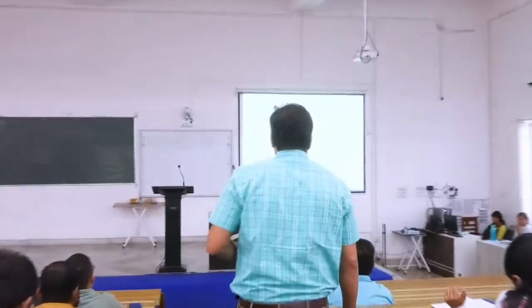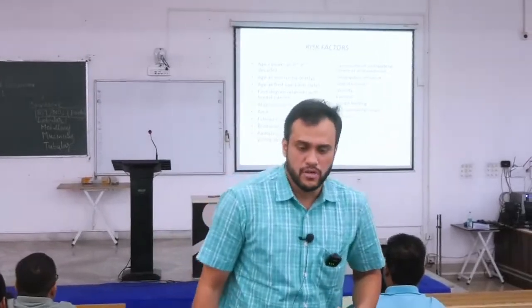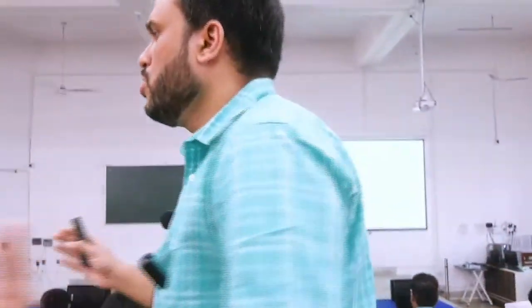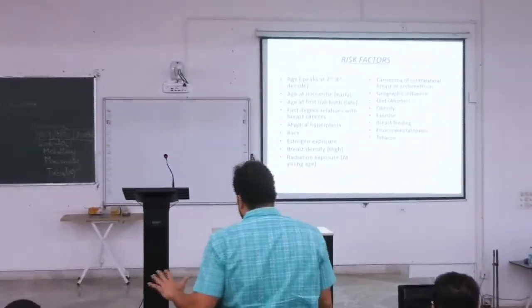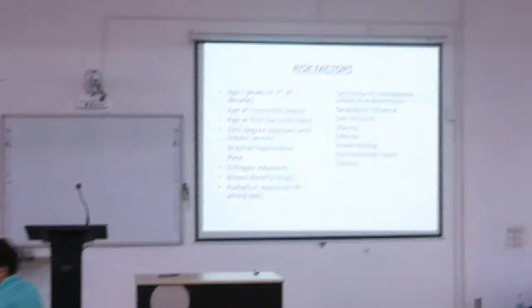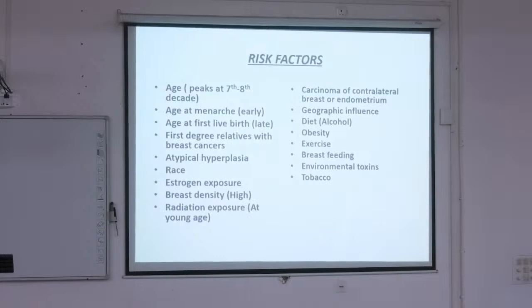Okay, radiation exposure, especially if it occurs at a very young age. Why could a woman undergo radiation exposure? For example, radiation exposure in the chest in case of a Hodgkin's lymphoma. So if you receive radiation exposure, it can predispose to malignancy. Carcinoma of the contralateral breast or endometrium. Geographic influence, not explaining much, depends on which country you belong to. Diet, yes, alcohol. Alcohol is one of those things which predisposes to breast malignancy.